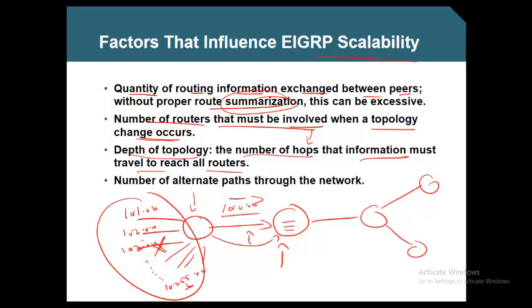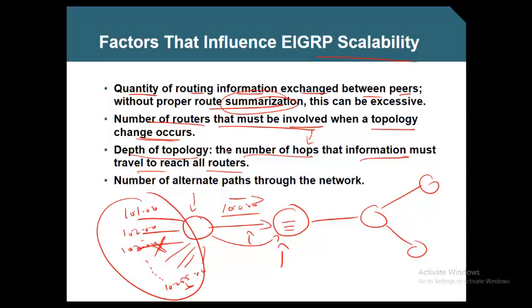So next is, whenever you have alternate paths, if one path goes down, you will have immediately the alternate path supporting you. What if you don't have an alternate path? Then again the problem starts. When you don't have an alternate path, the router will start querying the other neighbors. What if the neighbor also doesn't know? So these are all the factors that influence EIGRP scalability. We need to keep an eye on all this.